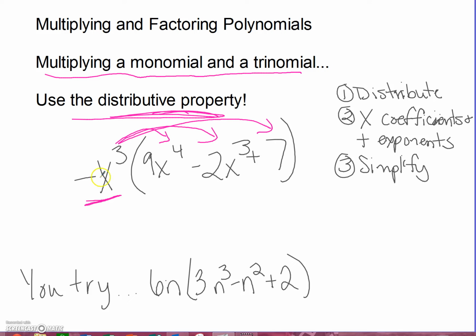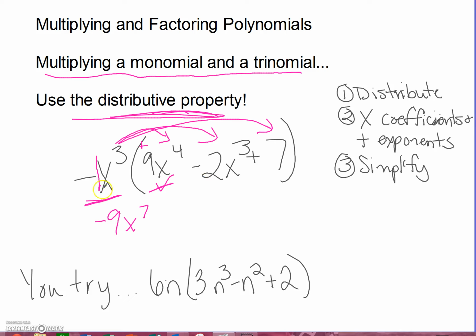Remember, if there's nothing there, it's like a 1. So negative 1 times 9, we get negative 9. Now, what do I do when I multiply exponents? Remember, we add them. So it's x to the 3 plus 4, which is 7. That is only the first one, so that one's done.